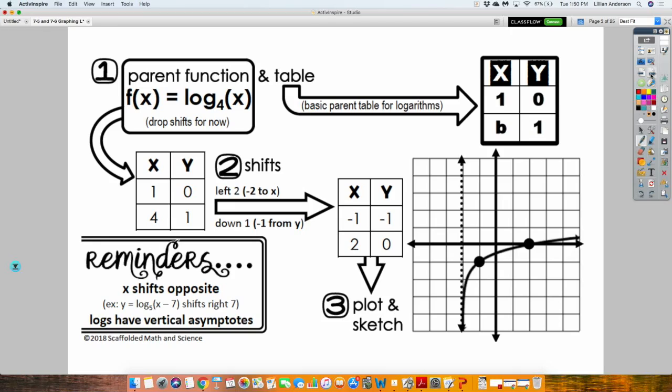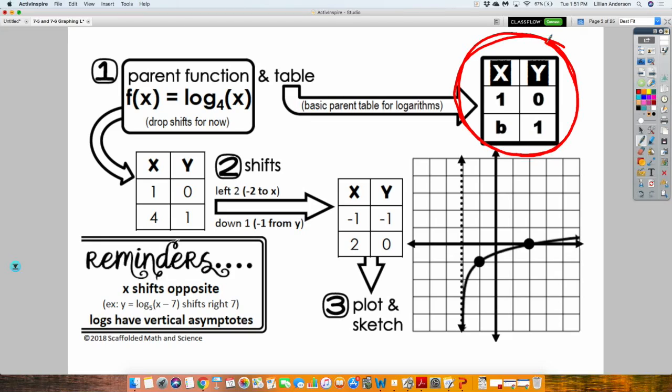Okay? But when you have your horizontal shifts, your vertical shifts, and your stretches, that's when those original points are going to change. So if I shift it to the left 2, that means I'm subtracting 2 from my x values. That's where the negative 1, the 2 came from. Okay? The minus 1, the down 1, you subtract 1 from your y's. That's where the negative 1 and the 0 came from. Does everybody understand that? Okay, so you get your most basic logarithmic function, apply your transformations, and then you actually plot and sketch.